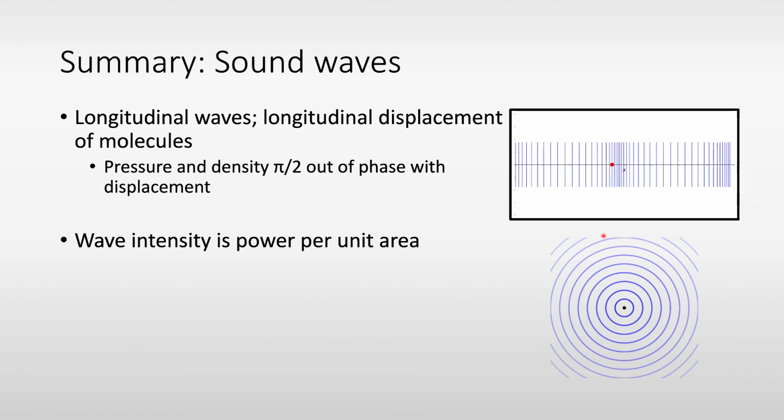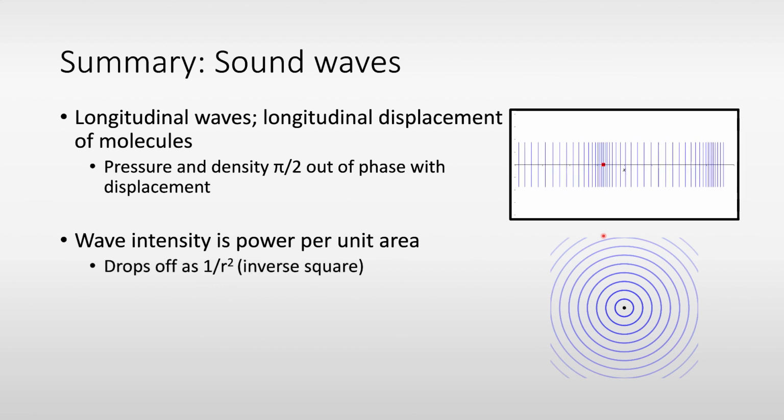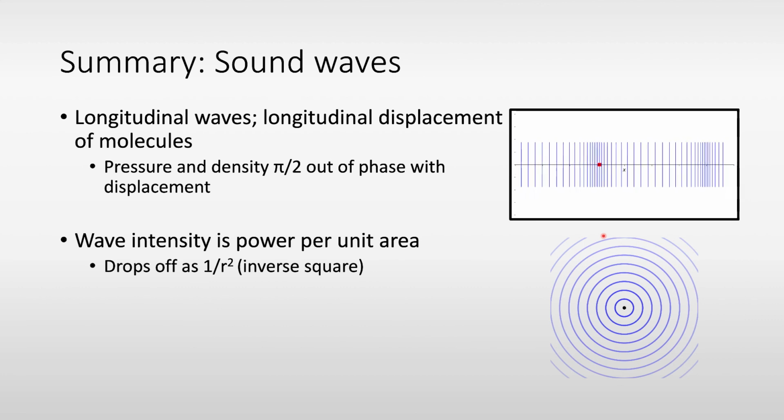Although we're thinking in 3 dimensions, remember that the spherical surface is the bit that we're interested in. A spherical surface is a 2-dimensional parameter, so it is a power per unit area, which means that as the sphere increases in size, the wave intensity drops off proportional to 1 over r squared. This is an inverse square relationship.